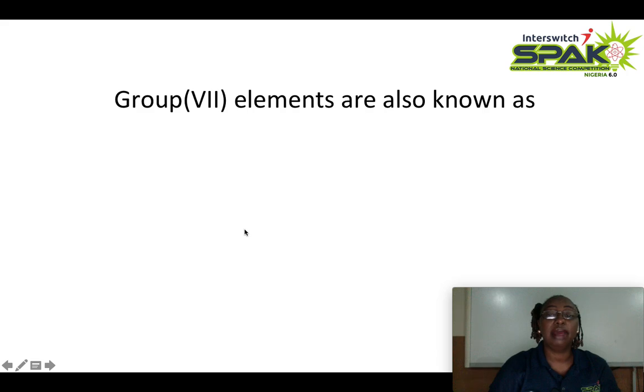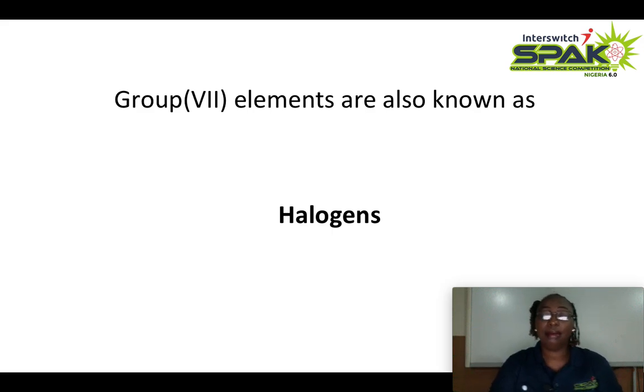What are group 7 elements known as? They are known as halogens. That is so easy. Group 7 elements are known as halogens. Group 8 are known as noble gases, or rare elements.